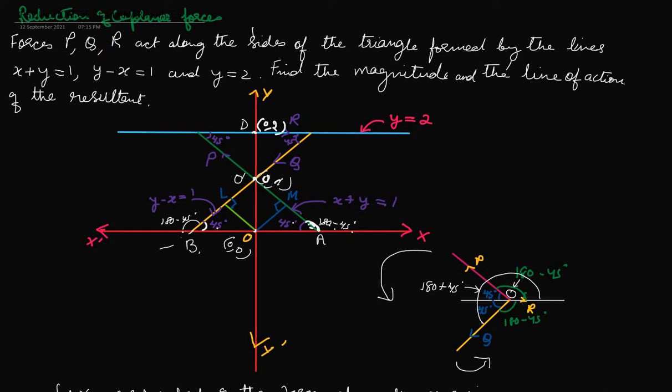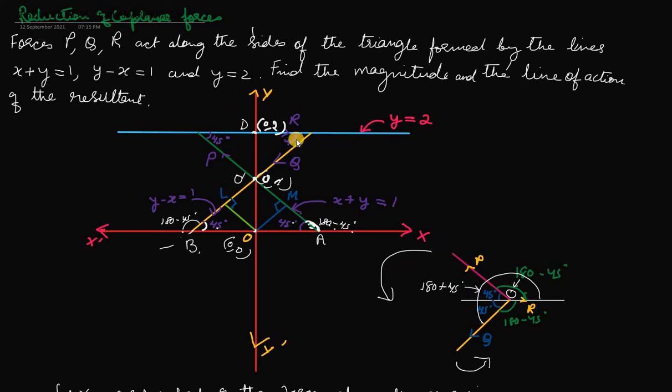So how do we find the magnitude of these forces and the line of action? First of all, we'll see what is the angle of rotation with respect to the x-axis. So here, as you can see, this is the force P. Take the point O, that is the origin, and draw a line parallel to the x-axis. After that, you draw this force P, which is parallel to this one.